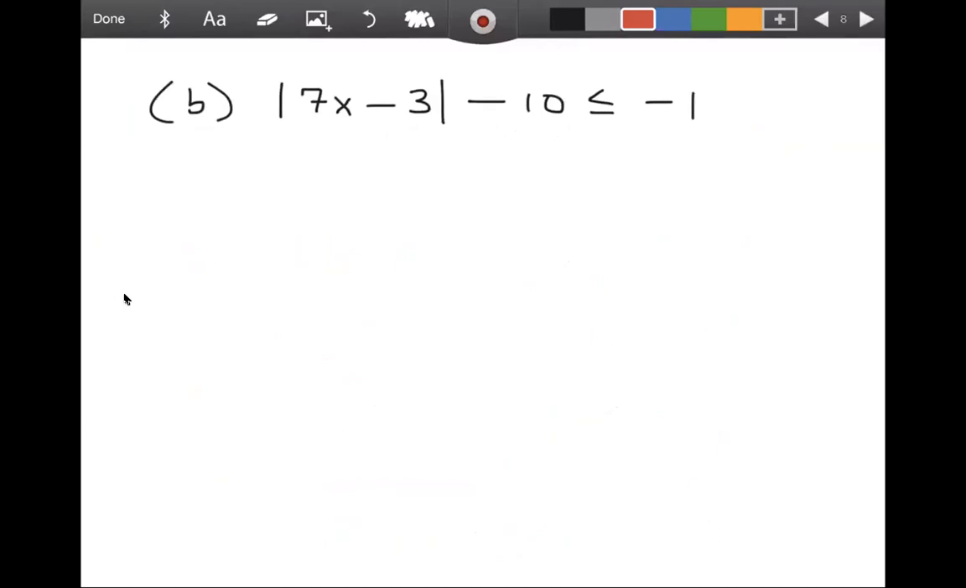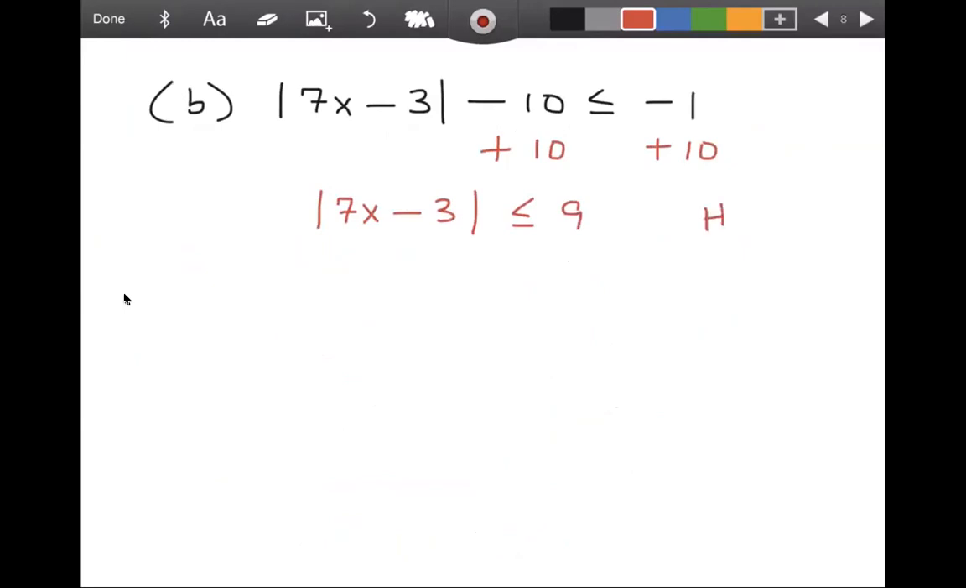All right, next we have the absolute value of 7x minus 3, subtract 10 is less than or equal to -1. The very first thing I have to do is add 10 to both sides because this absolute value is not isolated. That gives me absolute value 7x minus 3 is less than or equal 9. So now the absolute value is isolated. The number on the right side is greater than 0. Is this a restraining order or a house arrest?